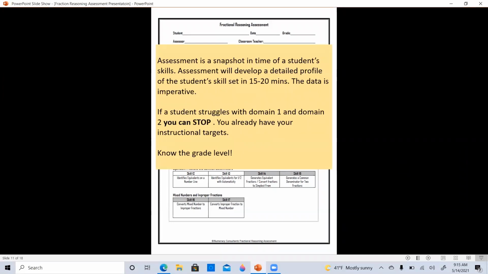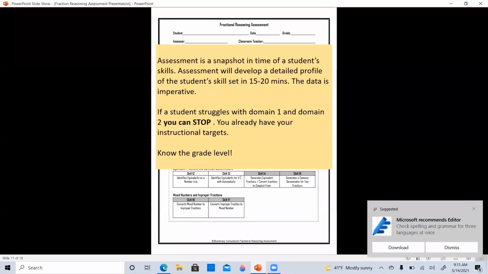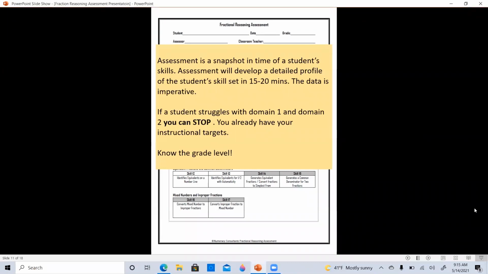The second part is if a student struggles with domain 1 and domain 2, you can stop. You already have your instructional target skills. If you want to, I like to give the entire assessment because then it gives you your baseline. Then you can look at growth from all aspects of the program: this is what they knew before, this is what they knew after. But if a child's really struggling, there's no point in putting them through domain 3 and domain 4 when you know that they're not going to be able to do it, because 1 and 2 are a prerequisite for those two.